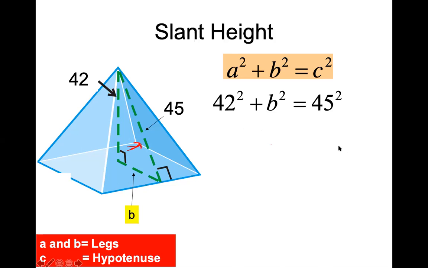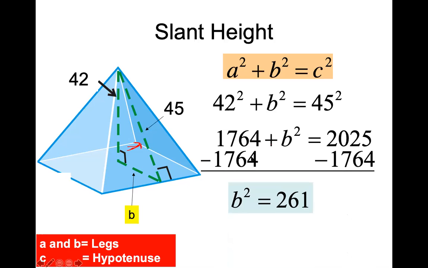We square 42, we square 45. Stop me if I'm going too quick. We square both of those numbers, and now we just use a little bit of algebra. We get rid of the 1764 first. It's attached by addition, so we subtract 1764 from both sides. We get that number. Ooh, we have that number on our list, right? We could squeeze that one. We could do this one by hand.